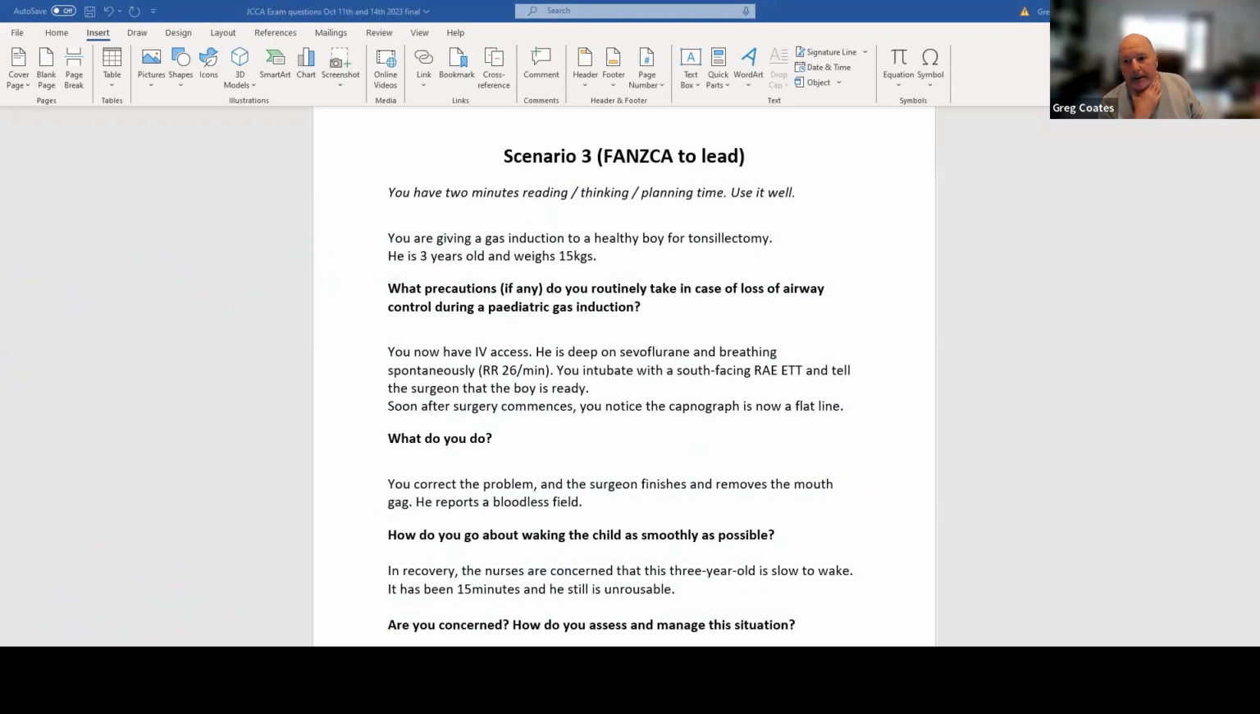Okay, Santhi, please start with question 1. So what precautions would you take routinely if you were to lose an airway while you're gas inducing this child, or generally a pediatric gas induction?